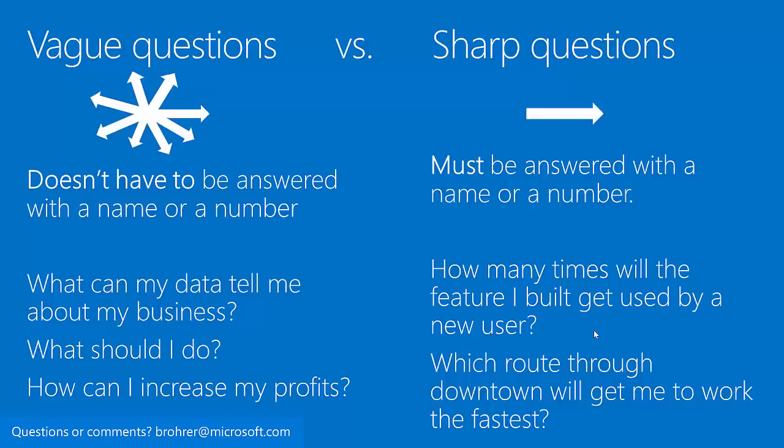True as far as it goes, but it's not specific enough to be helpful. Whereas, if you ask it a sharp question that has to be answered with a name or a number, such as, how many times will the feature that I built get used by a new user? The genie can't help but give you the correct numerical answer to that question. There's no wiggle room. That's the type of question you want to ask your data.